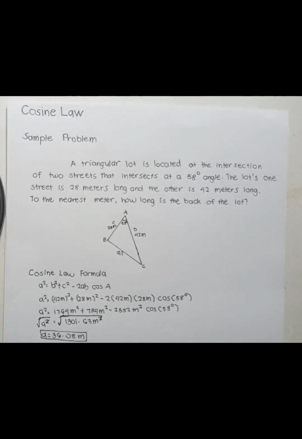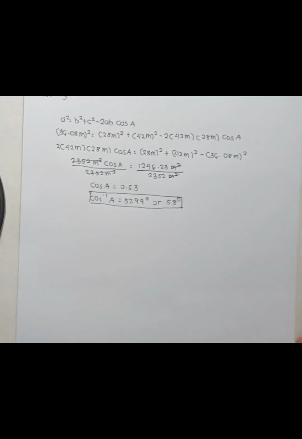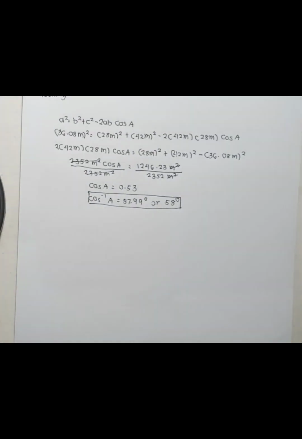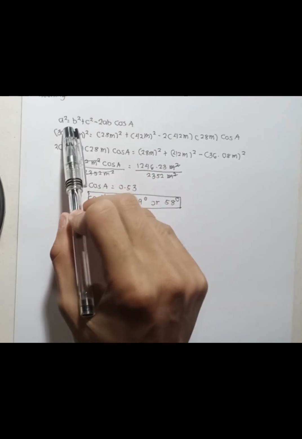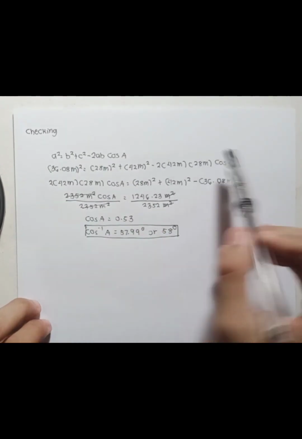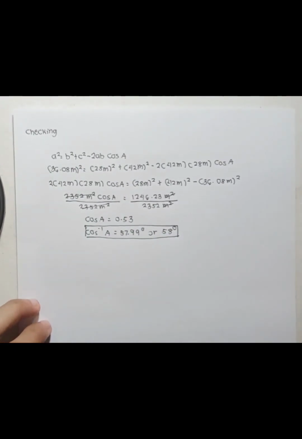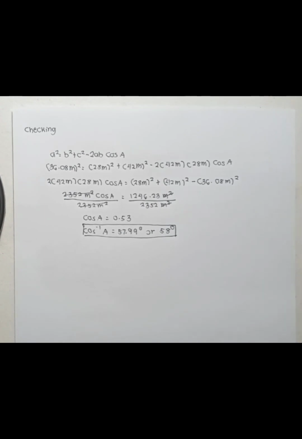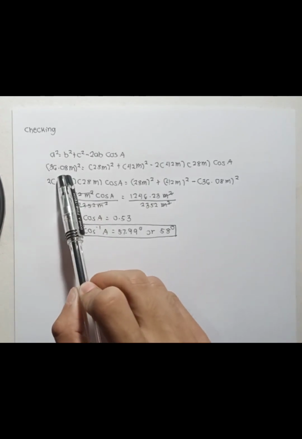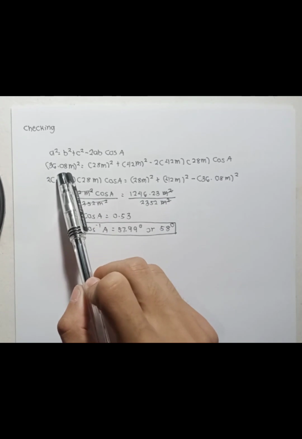So, I have here for checking, okay? So, gagamitin naman natin dito yung nakuha natin for A, for the value of A, okay? So, ang hanapin naman natin dito is yung angle niya. Kung magiging 58 ba siya or hindi. Okay, so let's start. 36.08 meters squared.